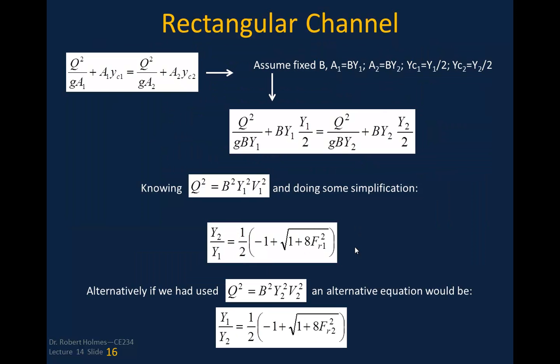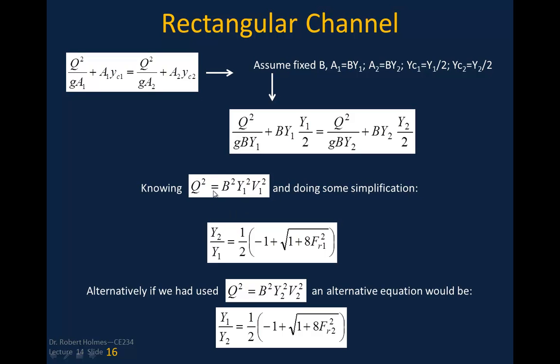If I've got a rectangular channel, I'm going to quickly derive for you, and this is contained in section 5.5 in the rapidly varied flow part of your textbook on page 153. If I assume a fixed rectangular channel, I can represent the area A1 as B times Y1, and then A2 is B times Y2, and then the centroidal distance from the water surface down to the centroid is just Y1 over 2, and the same thing for the centroidal distance at section 2 is Y2 over 2. I can substitute those in. I get this particular form of the equation here.